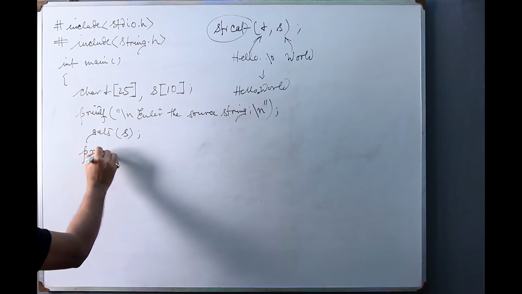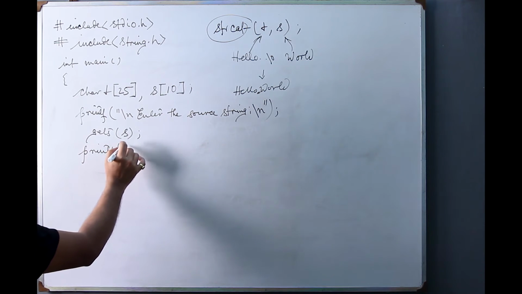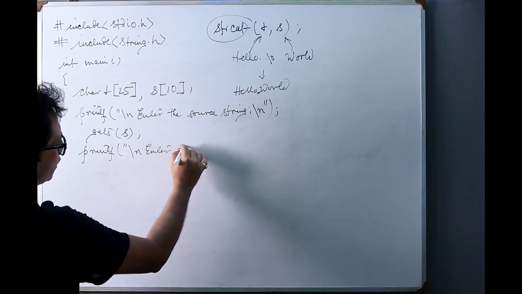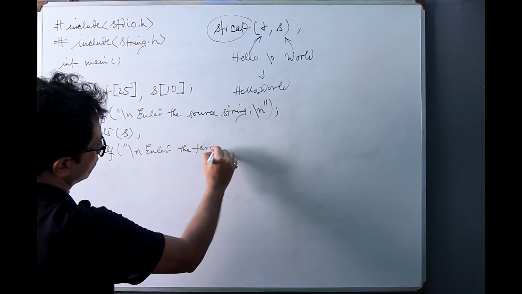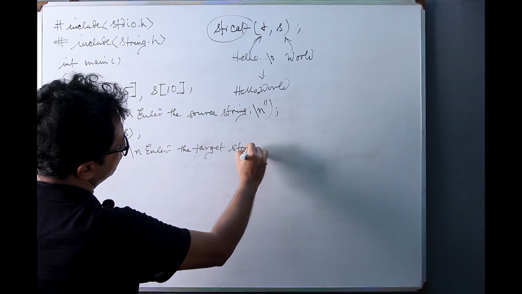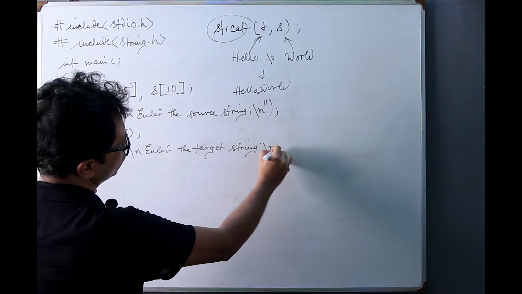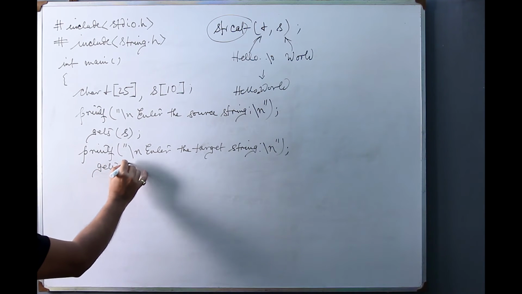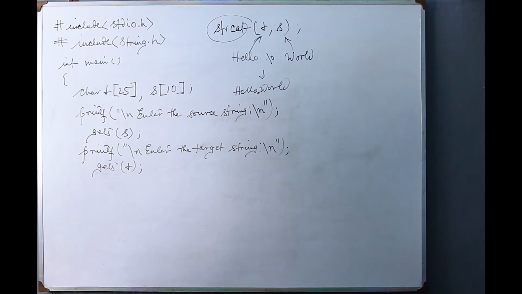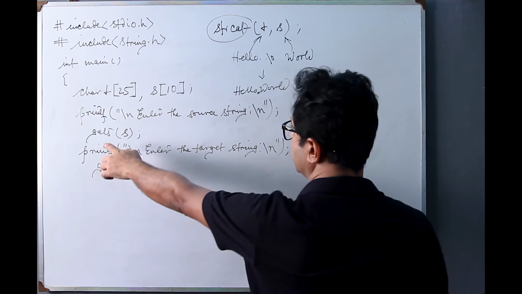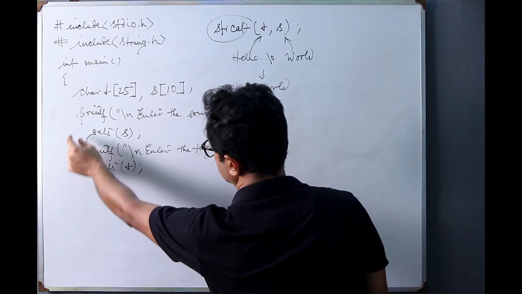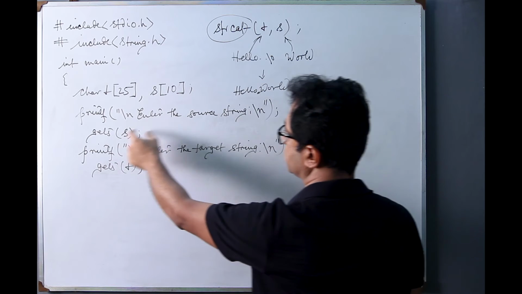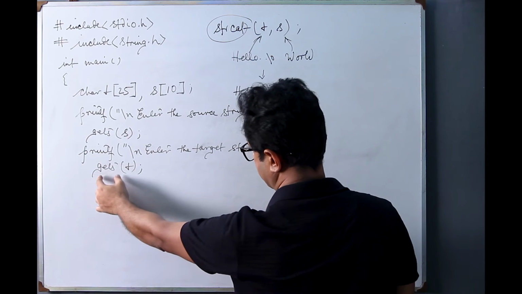Now another string is to be taken from the user from the input device. Enter the target string. Again the user will give the target string from the keyboard. So we are taking inputs in two stages: once the user gives the source string, and the second time, the user gives the target string.